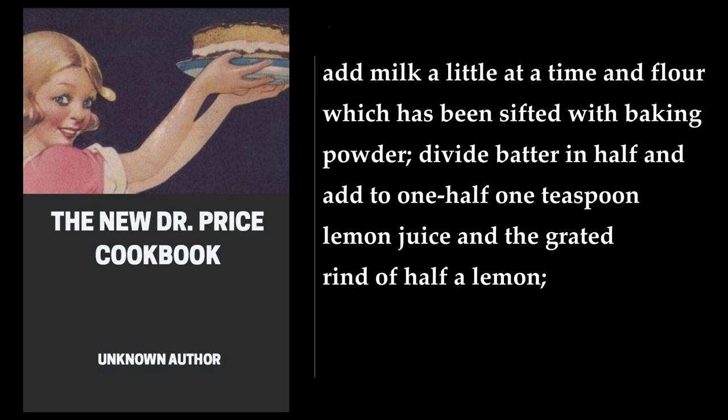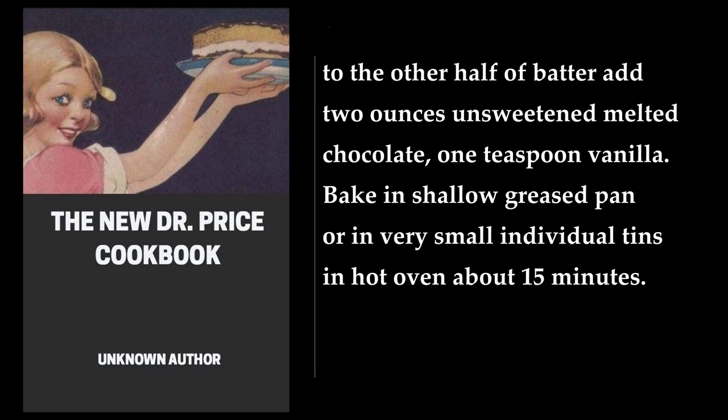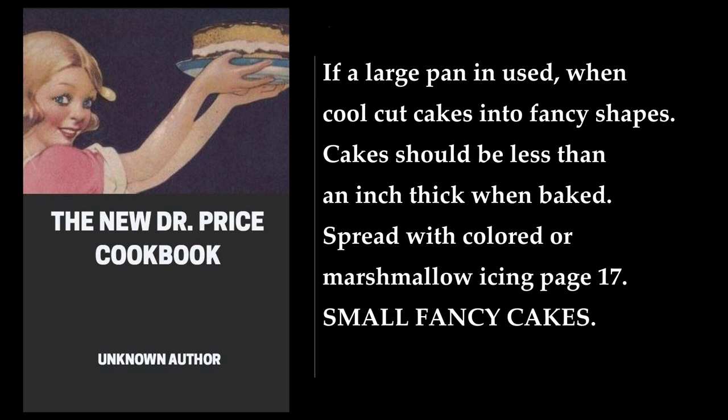and add to 1/2 1 teaspoon lemon juice and the grated rind of 1/2 a lemon. To the other 1/2 of batter add 2 ounces unsweetened melted chocolate, 1 teaspoon vanilla. Bake in shallow greased pan or in very small individual tins in hot oven about 15 minutes. If a large pan is used, when cool cut cakes into fancy shapes. Cakes should be less than an inch thick when baked. Spread with colored or marshmallow icing.